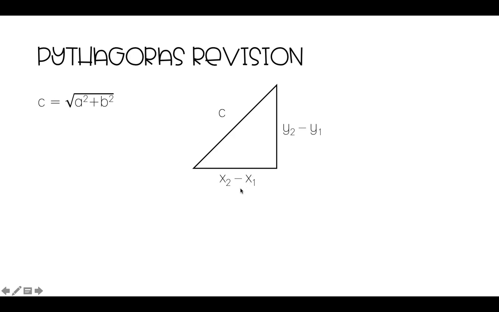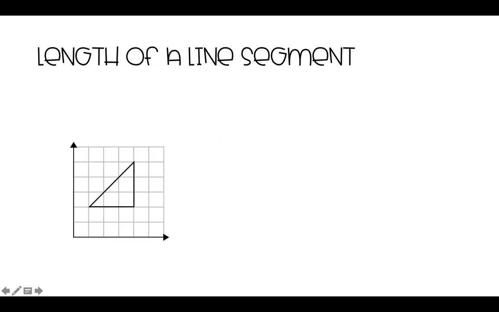So we're going to substitute this in for A, and this one in for B. What we'll end up with is x2 minus x1, which is this in here for A, squared, plus y2 minus y1 squared. Now you just need to remember this formula for calculating the length of a line segment.